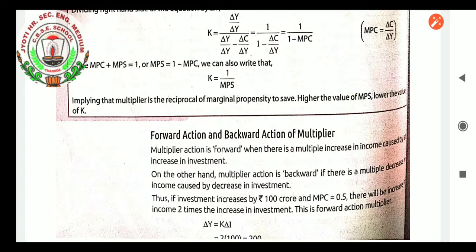This chapter constitutes the maximum questions. So please solve the questions in the copy so that there will be practice related to this formula. We can work out the formula when practical questions are solved.